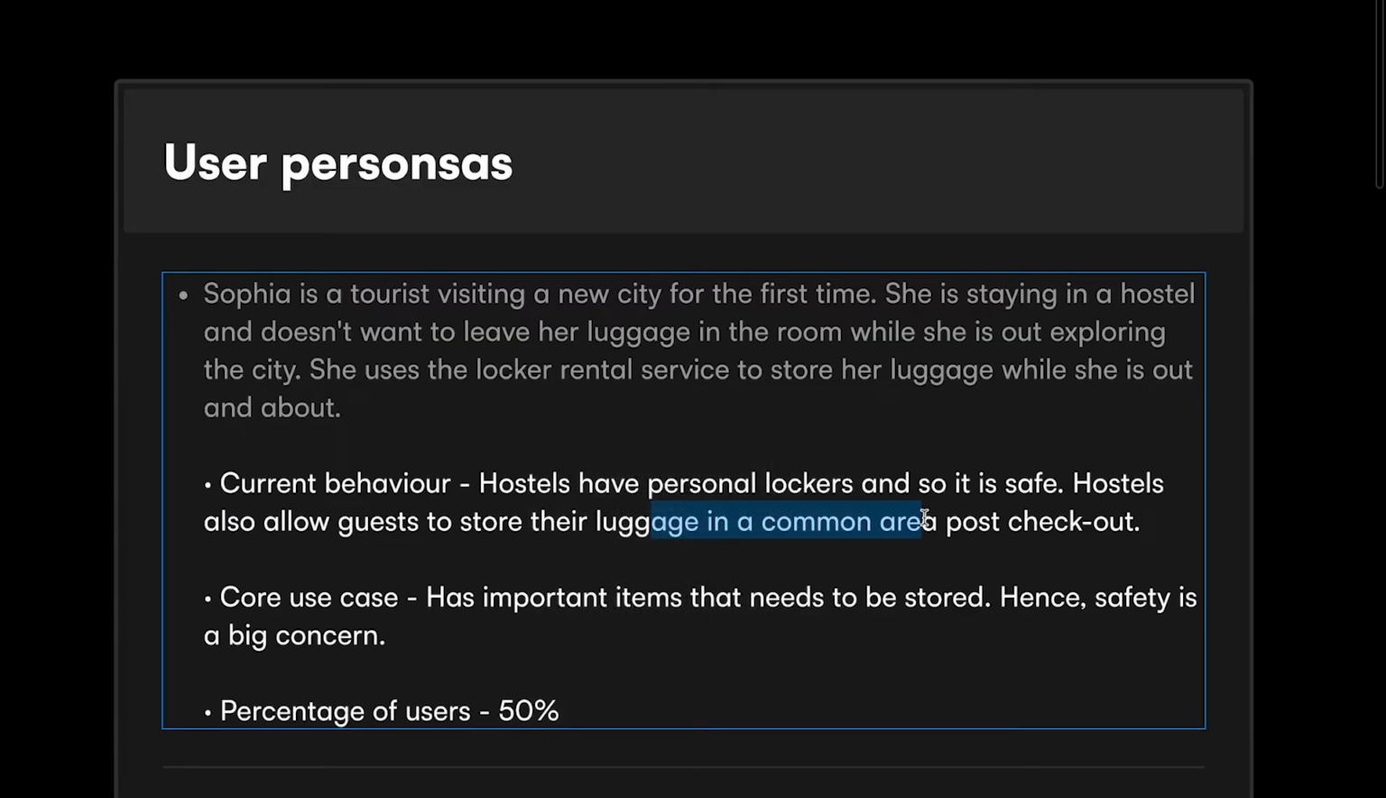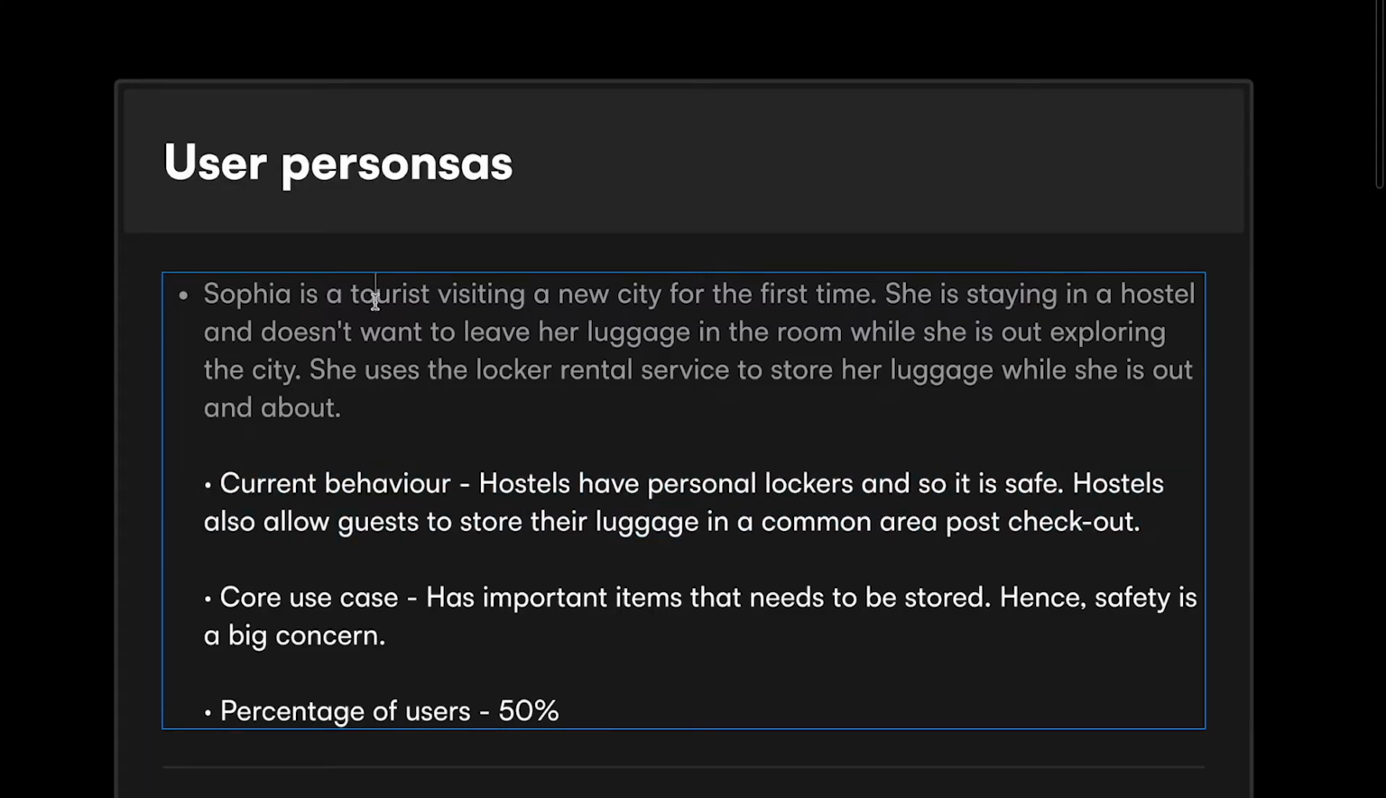A lot of times checkout is from 10 a.m. in the morning to 11 a.m. and things like that. So you might want to store your things because you might have a flight or you might have a train to catch later on during the day, right? So you want to have a common place to keep all that, right? Now, that means this problem is already solved.